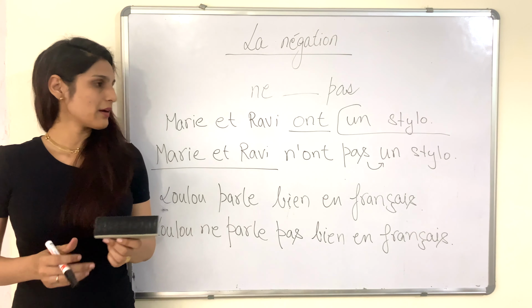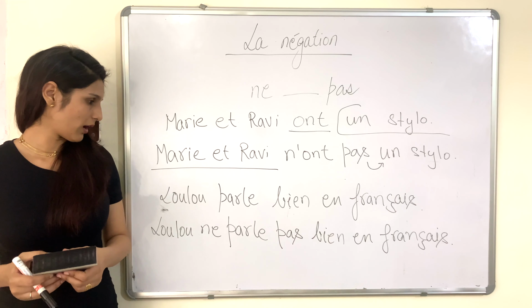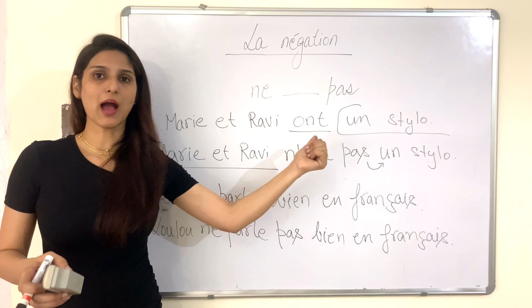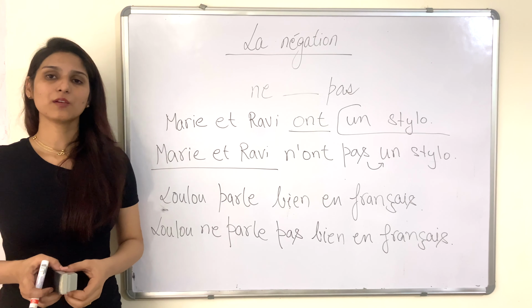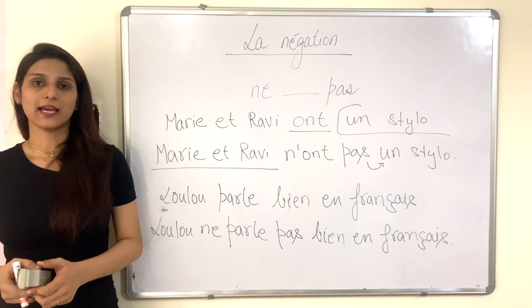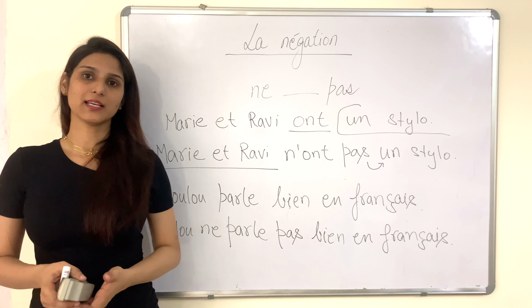So this is a very easy part to make negative sentences with only ne and pas. I am leaving one exercise for you guys right after this one, and you could pause the exercise and see the responses later afterwards.